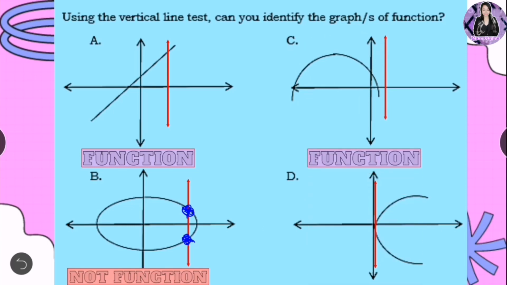How about letter D? Let's see. Is it a function or not? As you can see, the vertical line intersects the graph at 2 points. Okay, do you understand? Again, a function passes the vertical line test. But the graph is not a function if the vertical line intersects at 2 points.